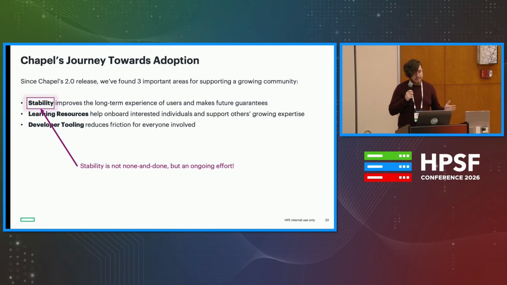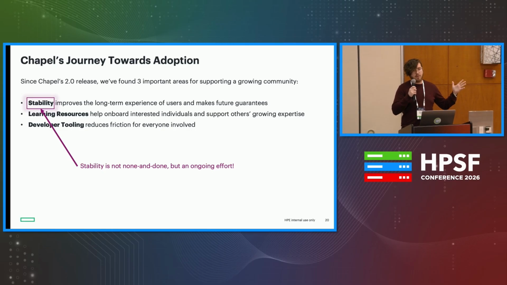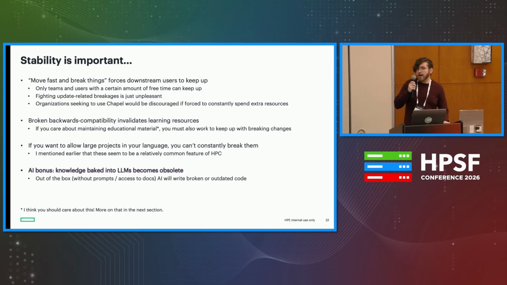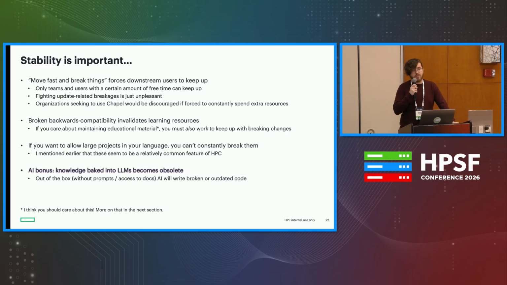The reason is that stability is not a one-and-done thing. You don't make a stable version of your product or project or technology and just keep it like that. You have to allow for evolution. You have to maintain stability throughout. And so it's an ongoing effort for us, and I suspect for most technologies. And I'll just hammer down again on why stability is such an important thing.